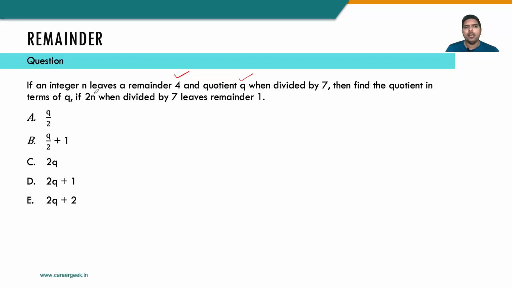Now this question, n leaves a remainder 4 and quotient q when divided by 7. Okay, everything is given, divisor, quotient and remainder. So I can directly write divisor, quotient and remainder. Okay, the quotient can be anything. Now I can see options are given in terms of q, so I probably need not bother about substituting of q. Okay, now then find the quotient in terms of q if 2n is divided by 7 and leaves a remainder 1.